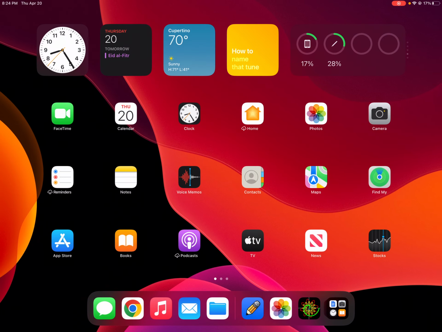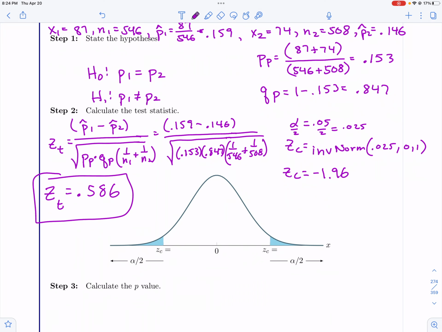And since it's a two-tailed test, we do want to use both versions of these. So we want to use negative 1.96 and positive 1.96. And so again, just like before, if we're in the blue, we're going to reject H naught. And if we're in the white, we're going to fail to reject H naught. And so our Z of t is going to fall somewhere around here with our 0.586. So it looks like we're clearly going to be in the white section. So we're going to fail to reject H naught.